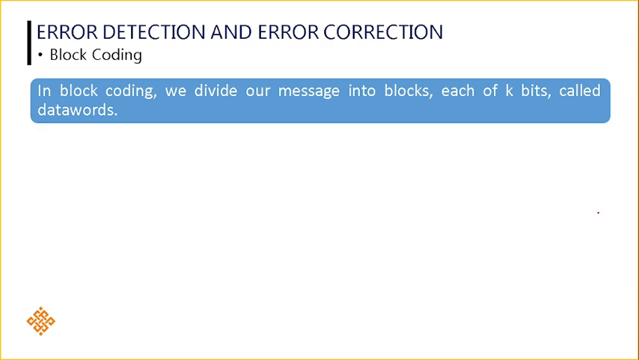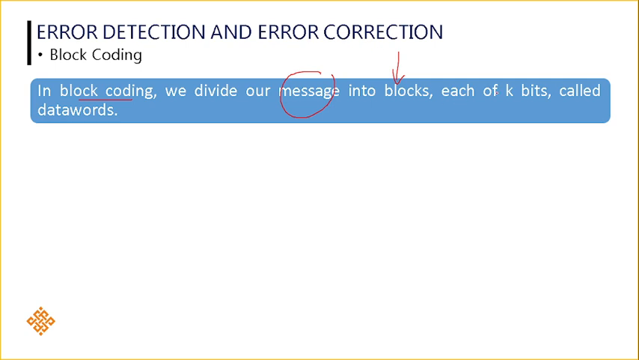Before going for the simple parity check algorithm, first let us see what block coding is. Normally in networks, whenever we are transmitting any data, the data will be divided into smaller fragments or smaller blocks. Each block should be encoded, meaning each block should be added with some extra bits along with the original data. Those extra bits should also be sent to the receiver side. Therefore we call it block coding: we divide the entire message into blocks, and each block is added with some extra bits.